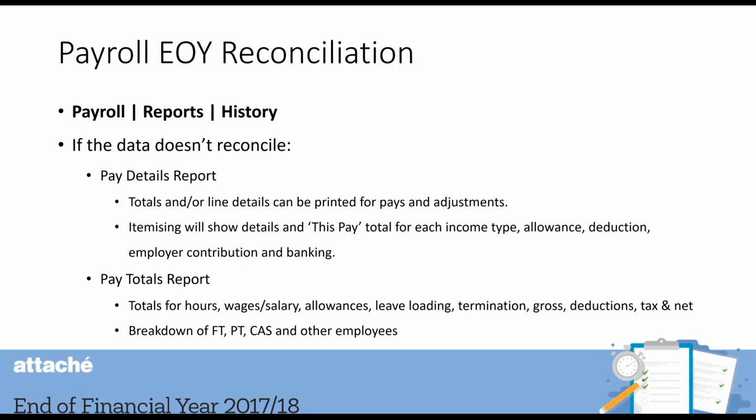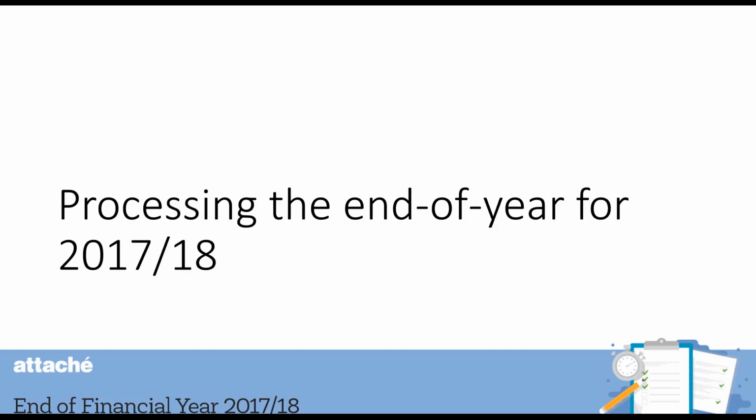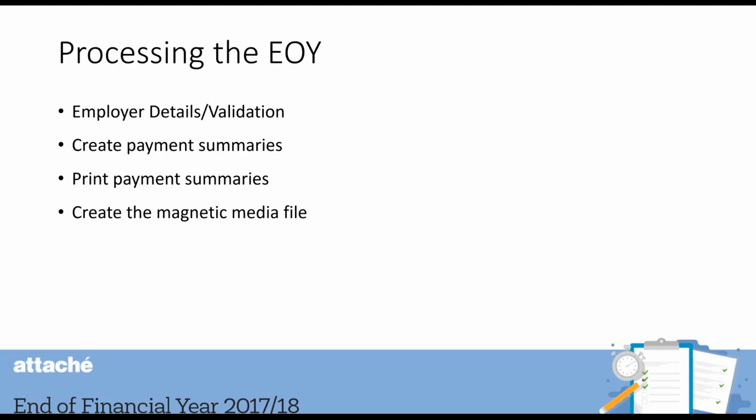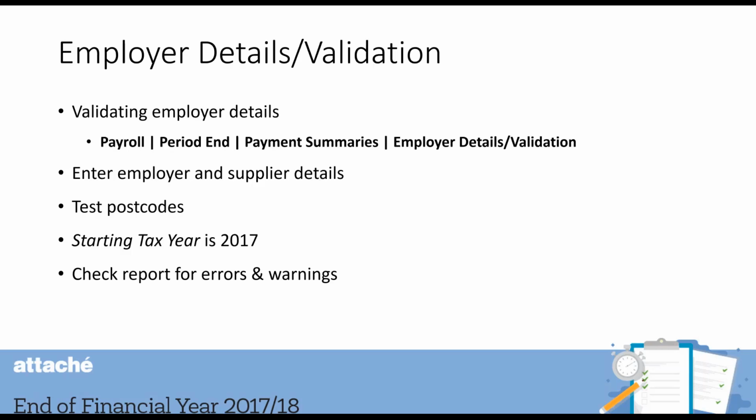Alright, so now that we've reconciled all our data, we can start to process the end of year. What I mean by that is creating and printing the payment summaries and the ETP payment summaries, and creating the magnetic media file, which is also known as the MDUP file. The first step is to validate your employer details. This is where you would define and validate the employer and supplier details.